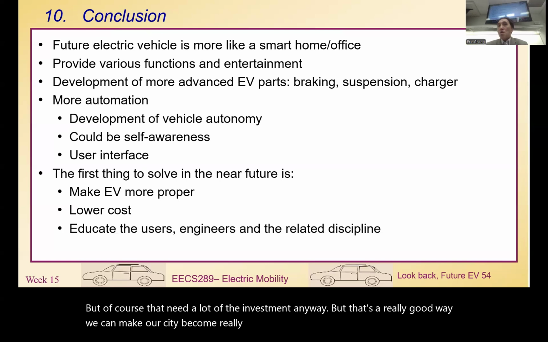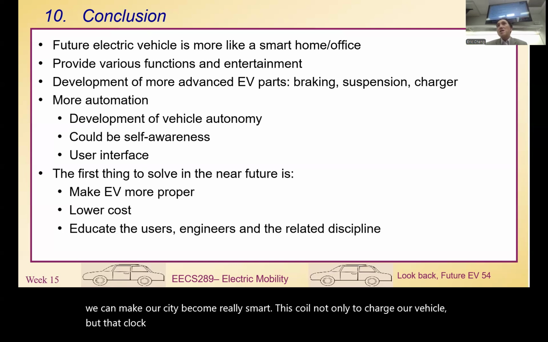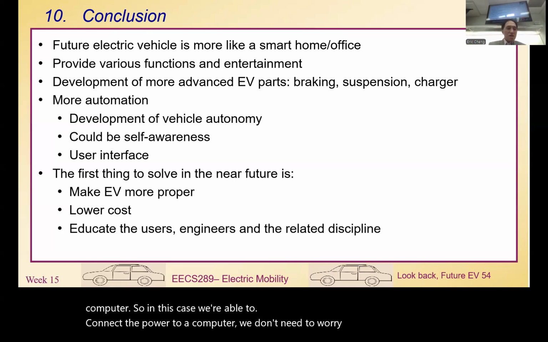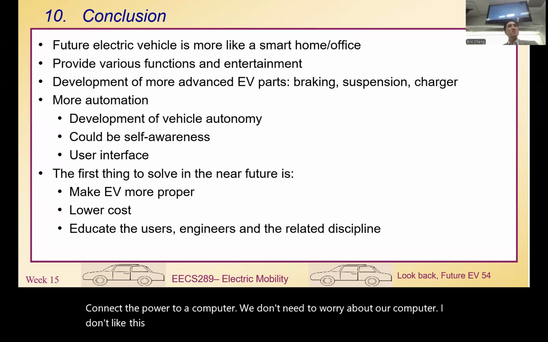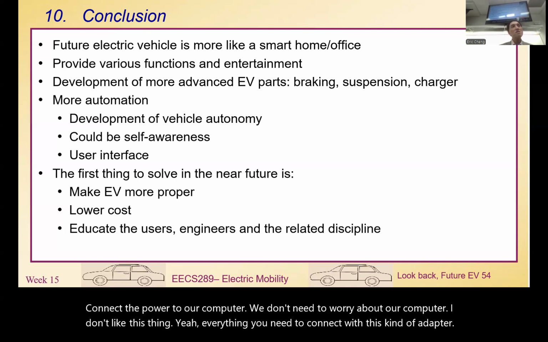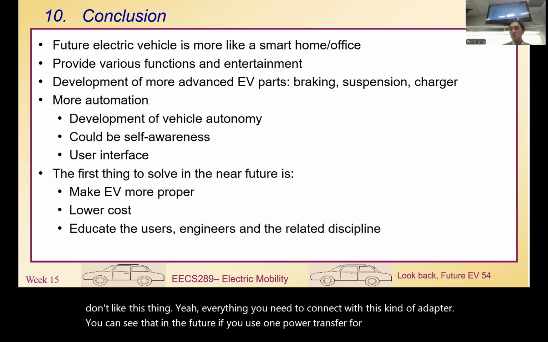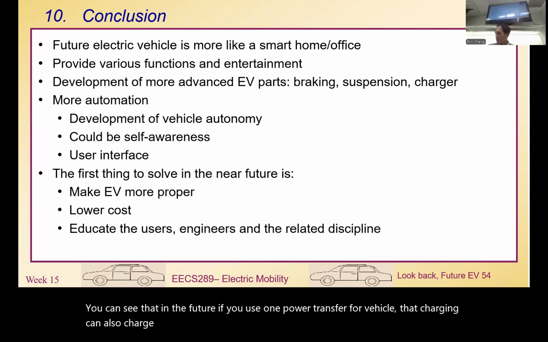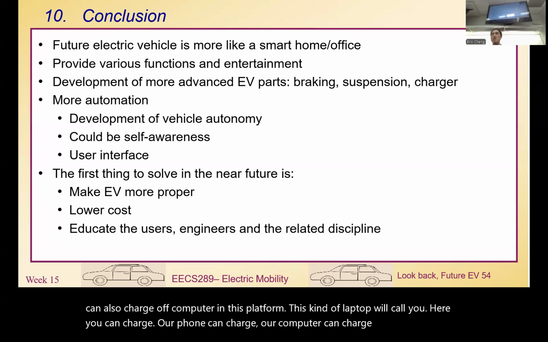This coil is not only to charge our vehicle, but can also charge our phone, the wheelchair, and our computer. In this case, we're able to connect the power to our computer and we don't need to worry about it. I don't like this thing. Yeah, everything you need to connect with this kind of adapter. In the future, if we use wireless power transfer for the vehicle, that charging can also charge our computer. On this platform, this kind of laptop, we have a coil here. You can charge our phone, our computer, our watch, right? Then we don't need to worry about the power.